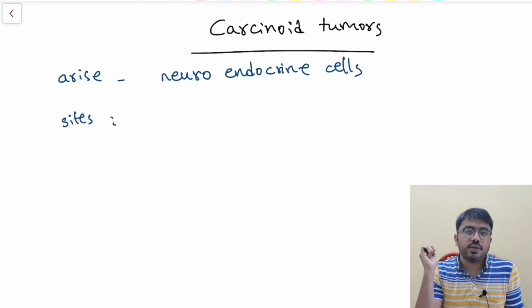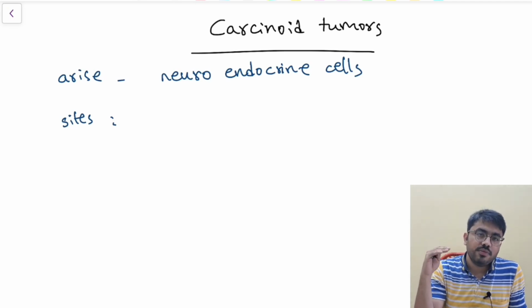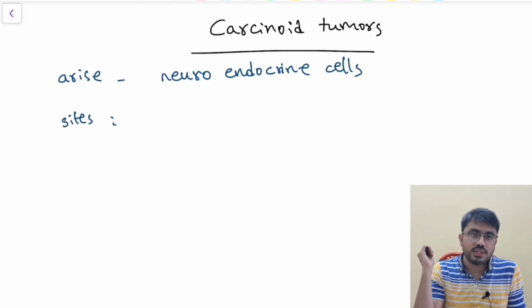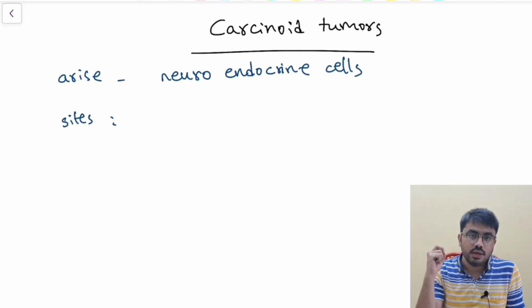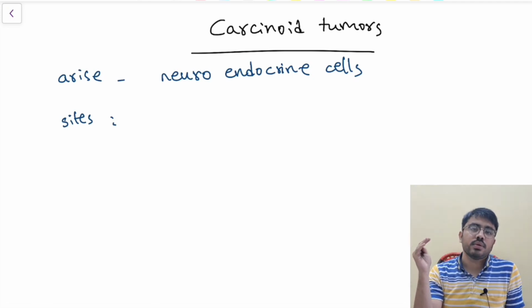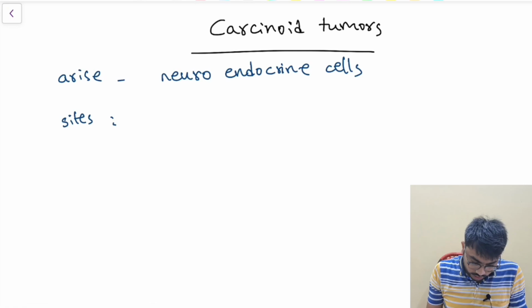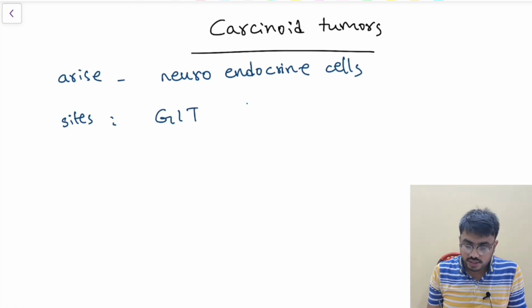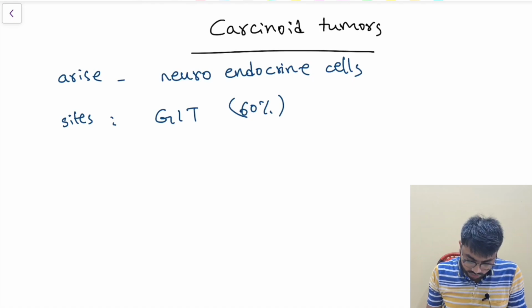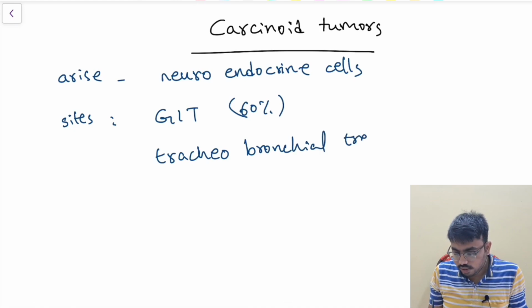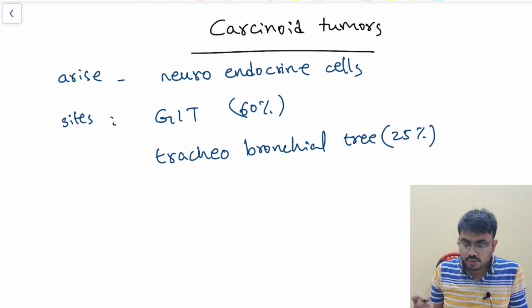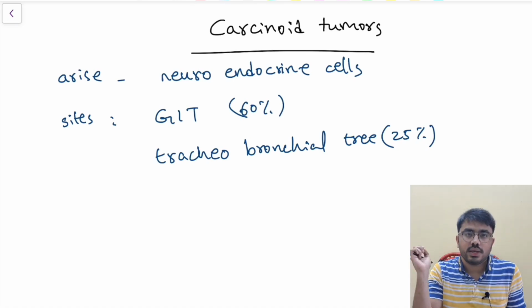Okay. Now, what are all the sites where you are going to see these carcinoid tumors? One, obviously you already know, in the GI tract. What might be the other site? Yes, you can see them in the tracheobronchial tree. So the first site without any doubt is GIT, and the next site is tracheobronchial tree. Around 60% of the cases are seen in the GIT, and around 25% are seen in the tracheobronchial tree. So without any doubt, the most common site has to be the gastrointestinal tract.